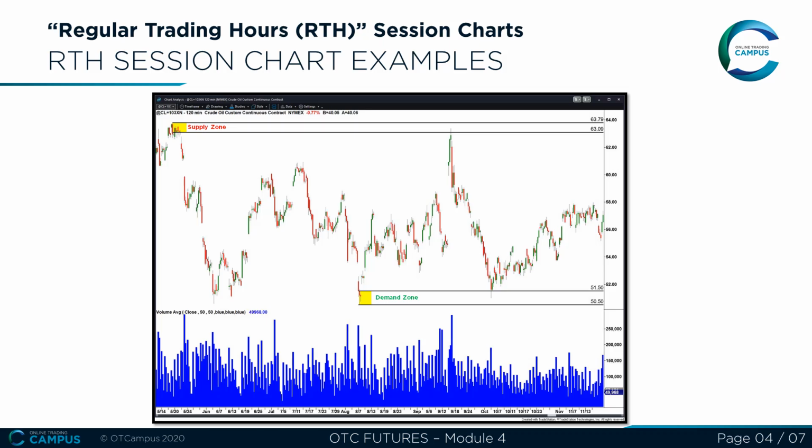So a crude oil chart with only regular trading hours would look like this. This screenshot illustrates a regular trading hours chart with only the highest volume periods of the day plotted. Once you learn to create these time sessions, you too will be able to see the difference between low volume time and high volume time in the futures markets.